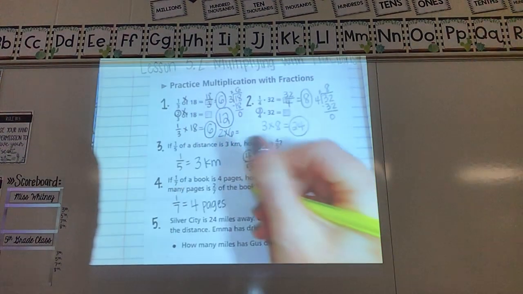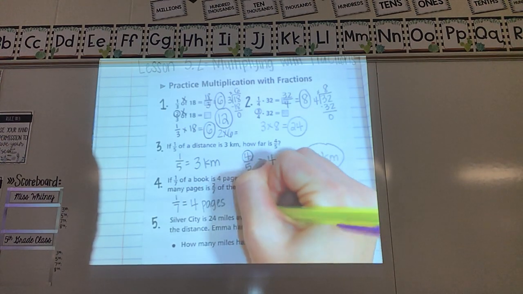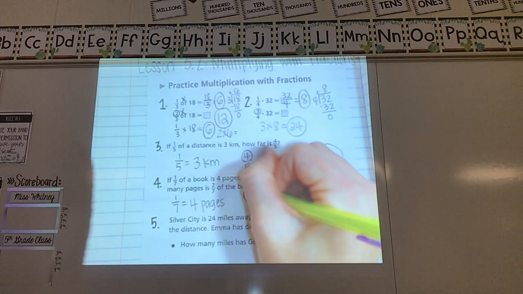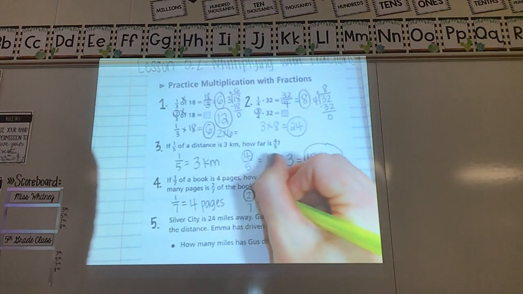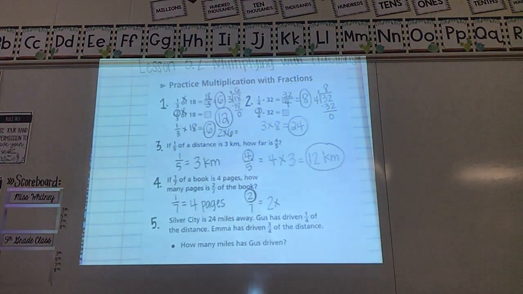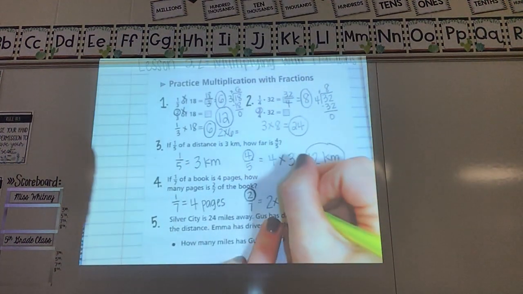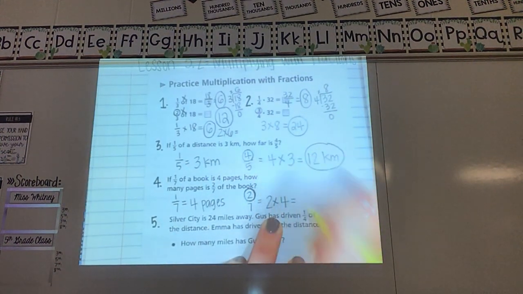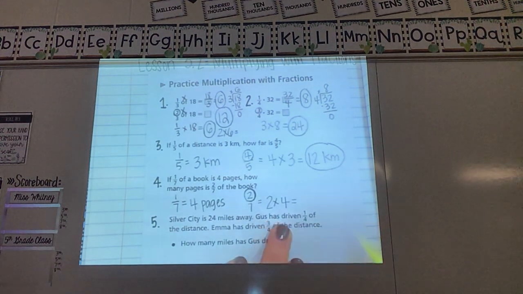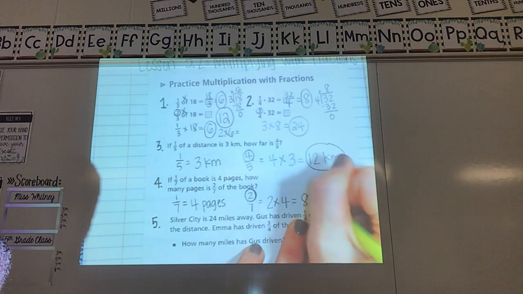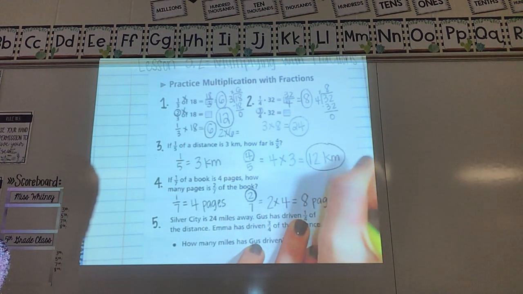Alrighty, but I want to know 2/7 of the book. Look at your top number. We want to know 2/7. So I'm going to take 2 times... I already knew 1/7 was 4 pages. So I'm going to take 2 times that answer, which was 4. What is 2 times 4? 8 pages. So 2/7 would be 8 pages in that book.